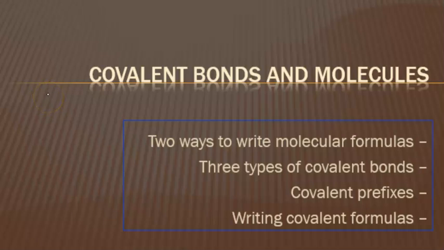Hi everybody, it's Mrs. Ellsworth, and yesterday we talked about ionic formulas, and today we're going to talk about covalent ones. And covalent ones are bonded where they share electrons. We drew Lewis dot structures of them, and so the covalent bonded ones, we're talking about molecules. Okay, so let's get started.